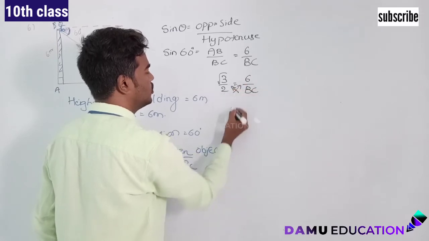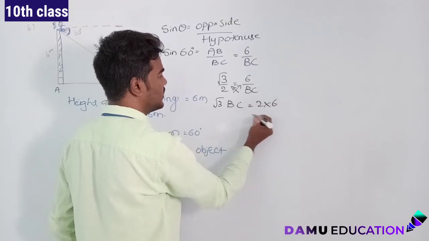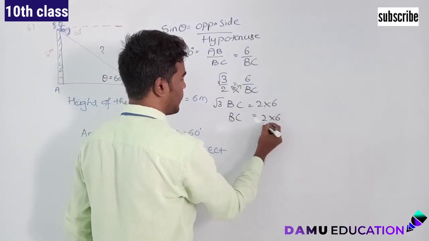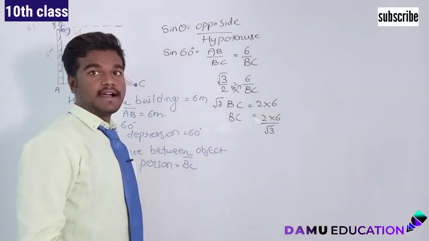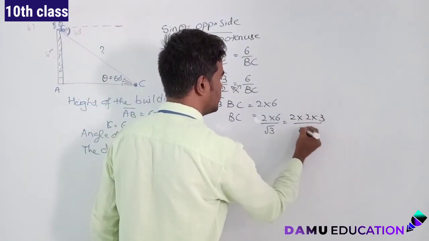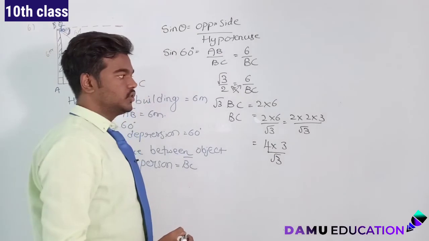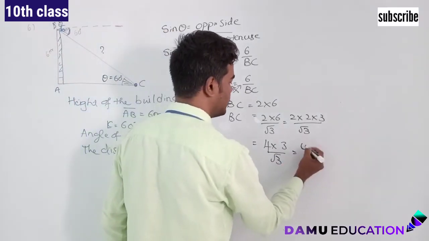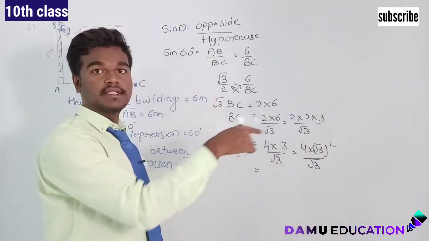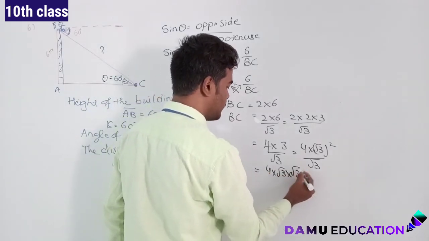Then cross multiply: root 3 BC equals 2 into 6, which is 12. So BC will be equal to 12 by root 3, that is 2 into 6 by root 3. Let's write 12 as 4 into 3. Writing 3 as root 3 whole square, we get 4 into root 3 whole square by root 3. Square and square root cancel, so we write 4 into root 3 into root 3 by root 3.